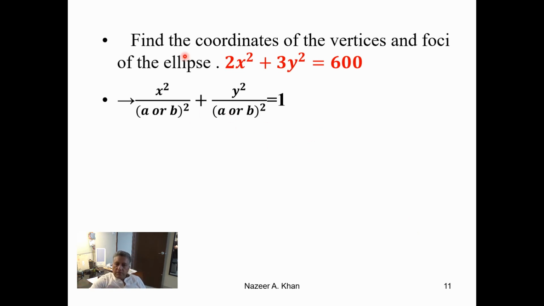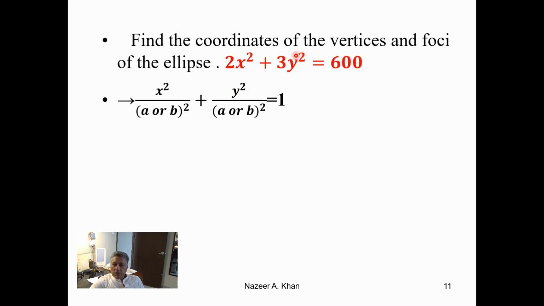When we look at this particular problem, find the coordinates of the vertices and the foci of the ellipse, you're given the equation. But it is not in standard form, it's more or less in general form. And we know our equation for an ellipse. It tells us it is an ellipse. We know our equation for the ellipse, and of course we are going to use that. We know that x squared divided by a or b squared, plus y squared divided by a or b squared, is equal to 1, and you have a plus in between those two terms.